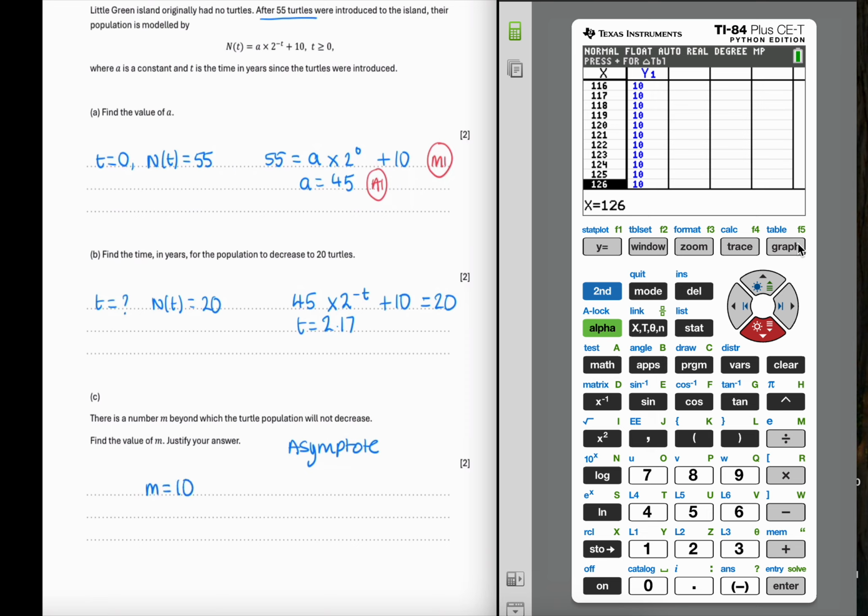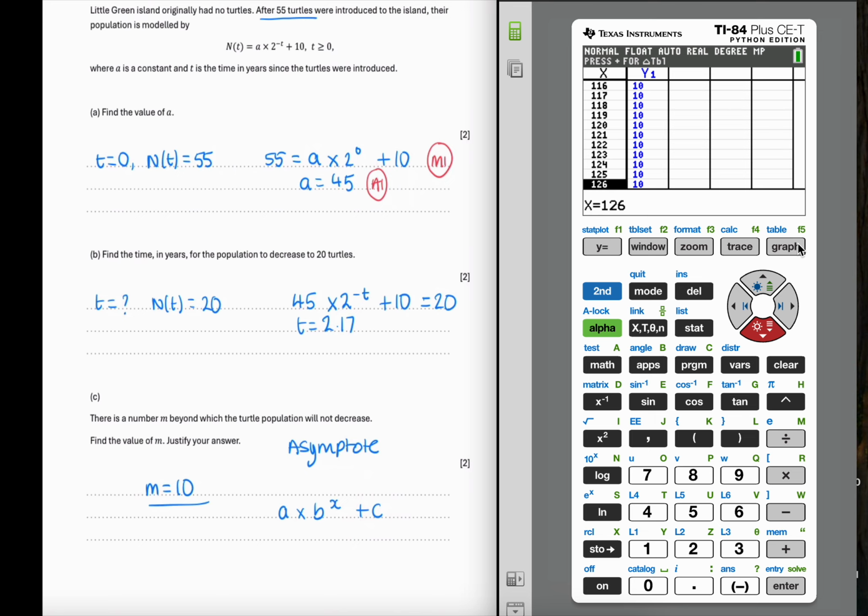You can also just use your knowledge of exponential functions. We know that when we have an exponential function, if we have it in the form of a times b to the x plus c, that the asymptote happens at this value here. Okay, so this plus this is my y-intercept, and then this is my asymptote. And on the question that I've got, that would then be 10.